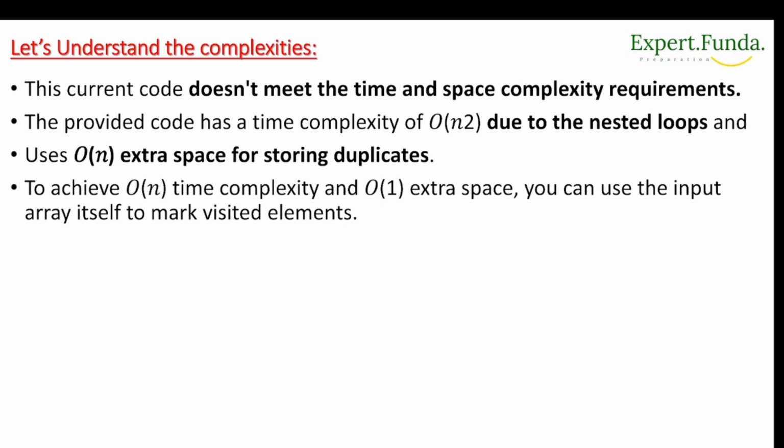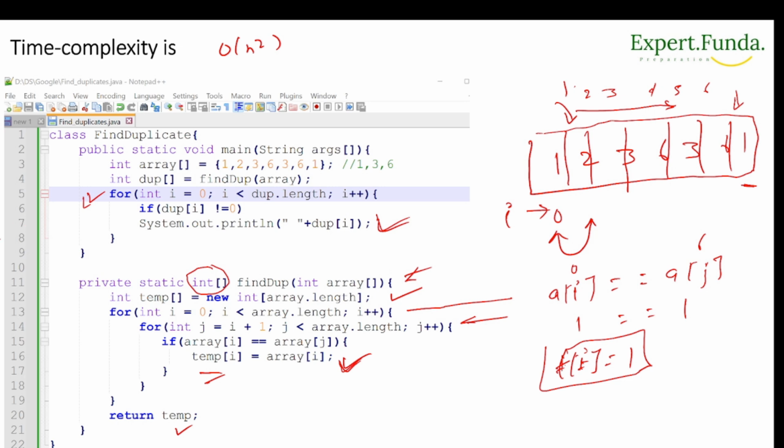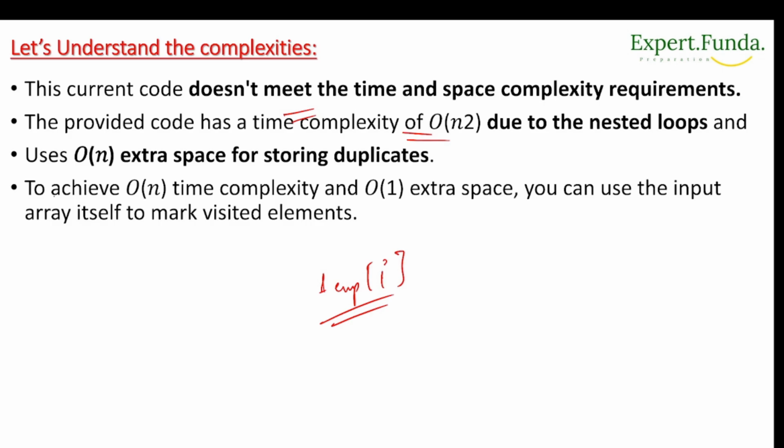So why do you see the complexity? This code doesn't meet the time and space complexity requirement. The code that we have written here has a complexity of O of n square, due to the nested loop that we have created. And we have O of n extra space for duplicates, since we have taken a temp array to store the values. That will take O of n. As you can see here, the size we have taken for the temp array at line number 12 is array dot length.